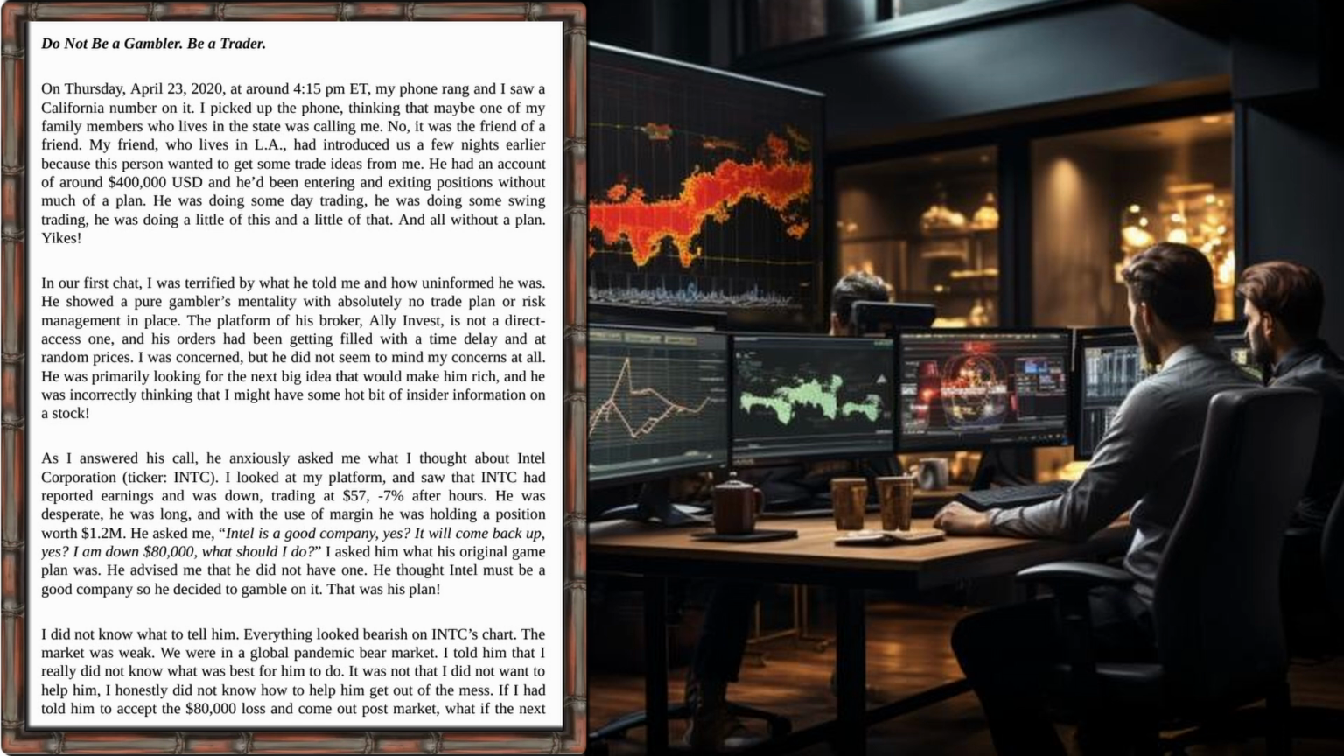much of a plan. He was doing some day trading, he was doing some swing trading, he was doing a little of this and a little of that, and all without a plan. Yikes. In our first chat, I was terrified by what he told me and how uninformed he was. He showed a pure gambler's mentality, with absolutely no trade plan or risk management in place.